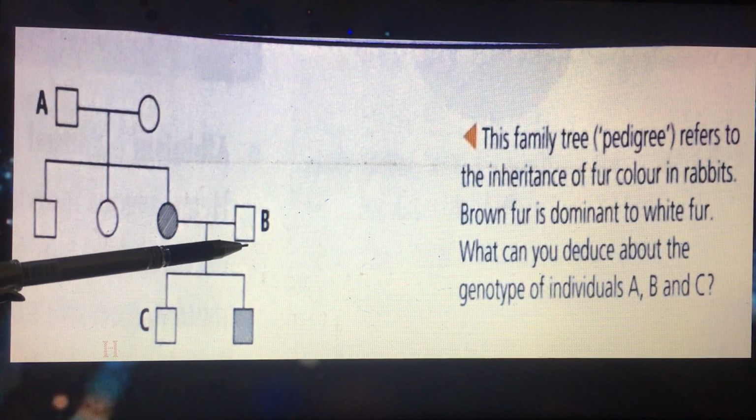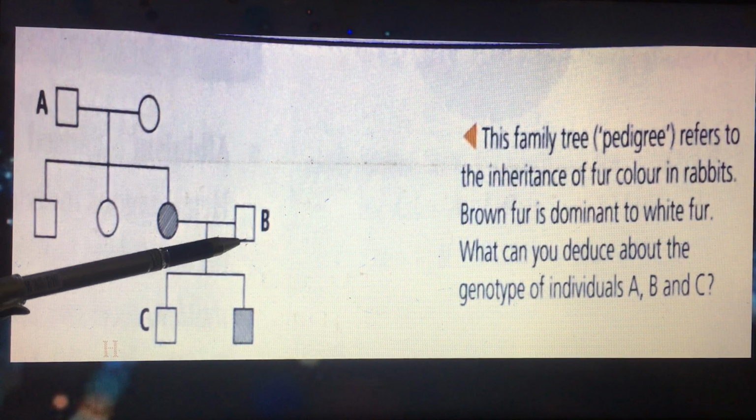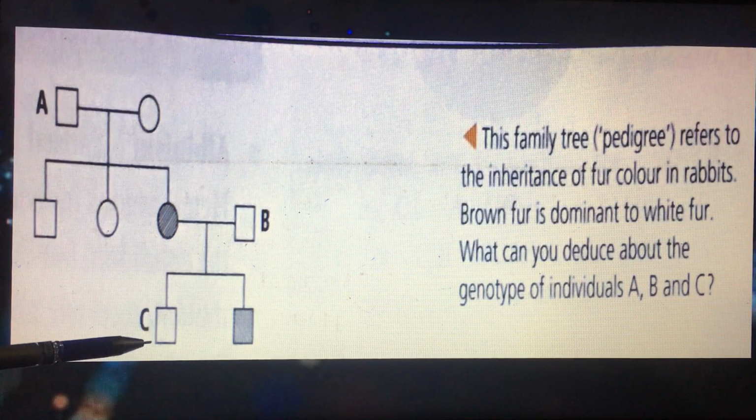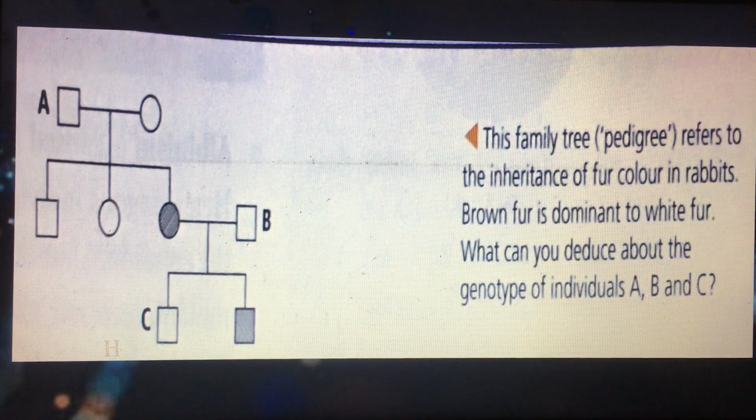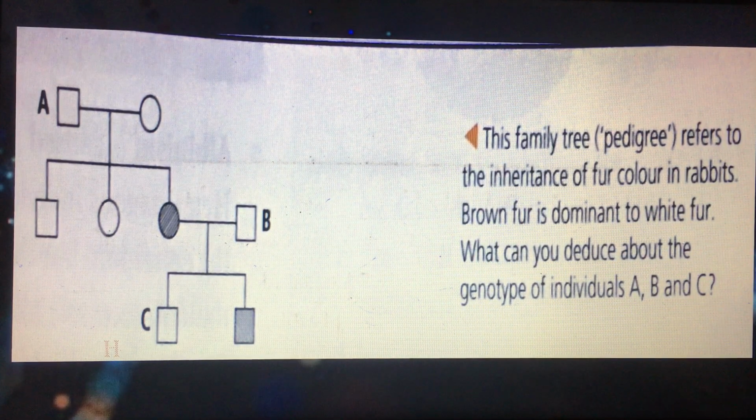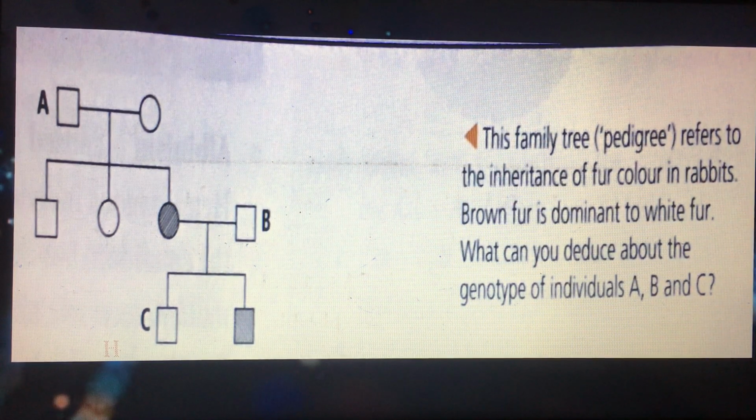Genotype B, also B capital, B small. Genotype C also will be B capital, B small. And all of them have brown fur because the brown fur is dominant. Okay?